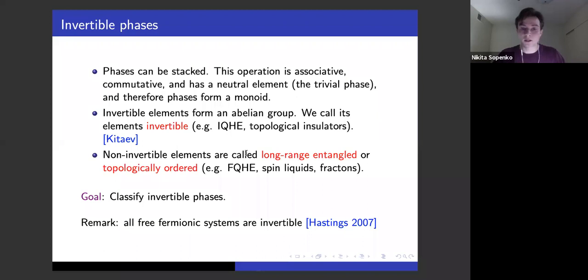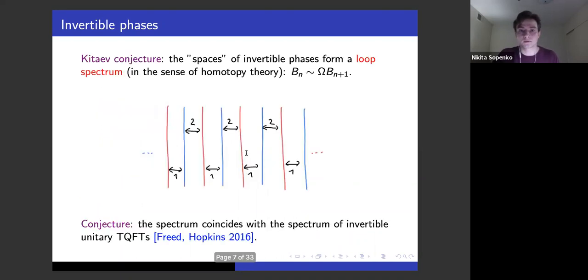And we can hope to classify all such states in any dimension. For topological order systems, it seems hopeless. The most we can hope for is to just find some mathematical object to describe them. There is some idea of what kind of mathematical object we need in 2 dimensions, but no idea in higher dimensions. But for invertible systems, it's much better. In fact, for free fermionic systems, which are all invertible, we actually know how to do that. So there is some progress done in this.